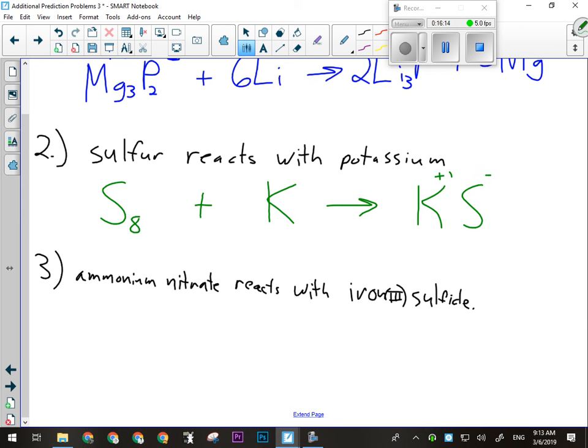Potassium is a +1, sulfur is a -2, so when we drop and swap, we're going to get K2S as our compound, so potassium sulfide. Now I need to balance the whole reaction, and it would probably be smart to start with sulfur because it's the biggest number, right? So I put an 8 there to balance my sulfur, and then I'll need 16 potassiums.